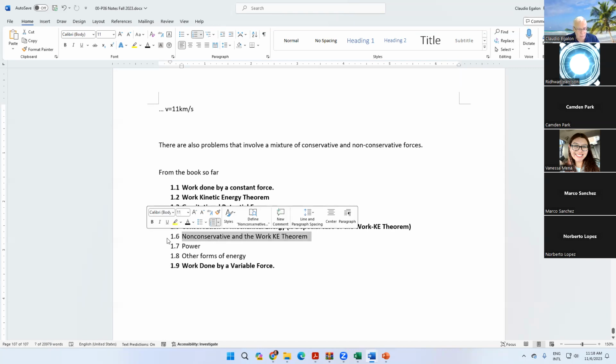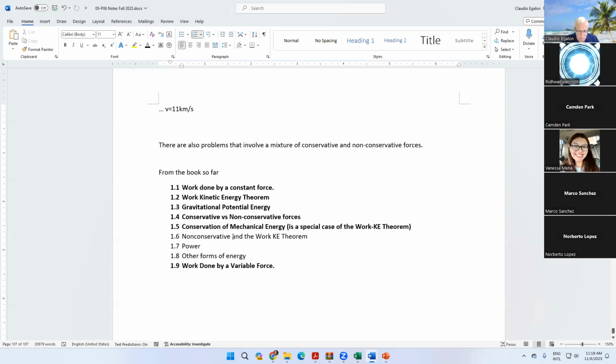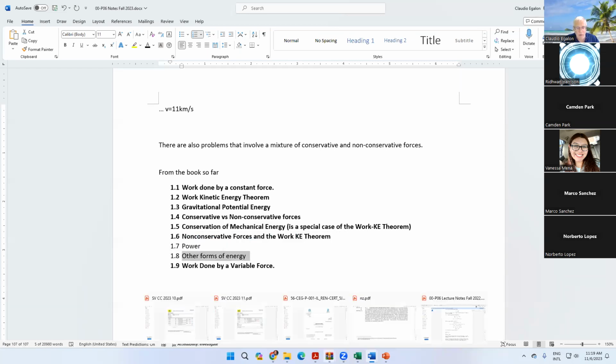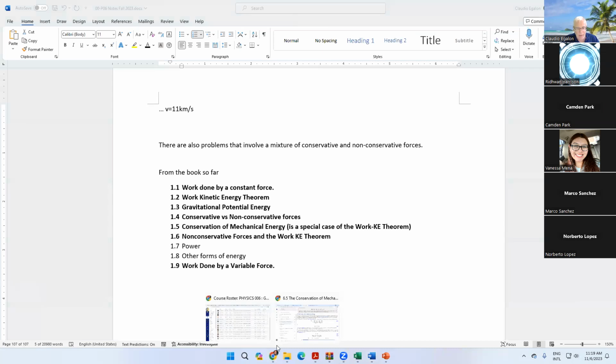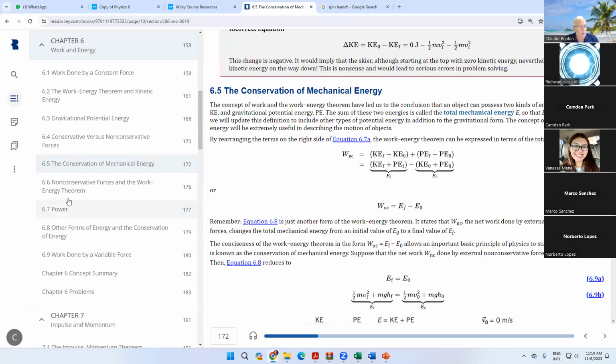Non-conservative forces and the work kinetic energy theorem. Let's take a look at these other forms of energy. Okay, the book, other forms of energy and conservation of energy.